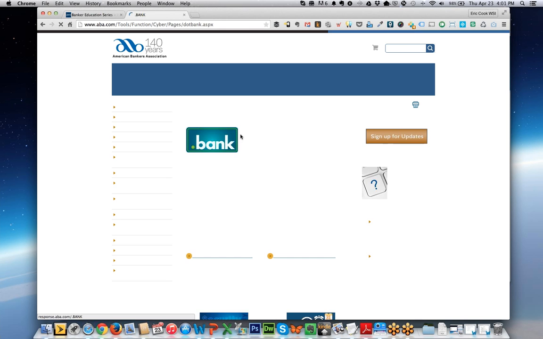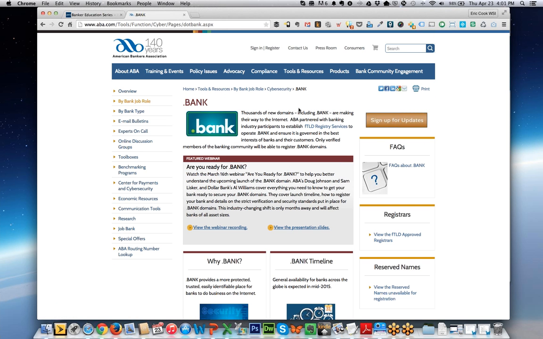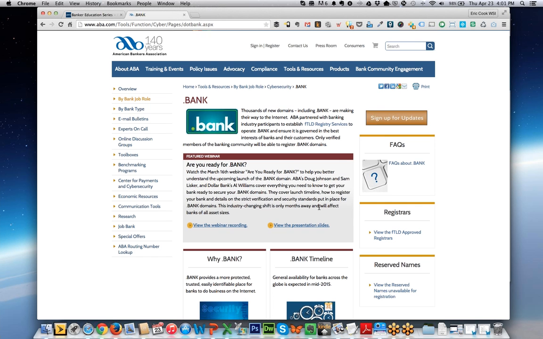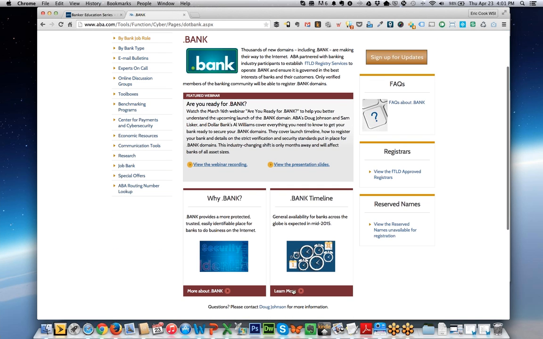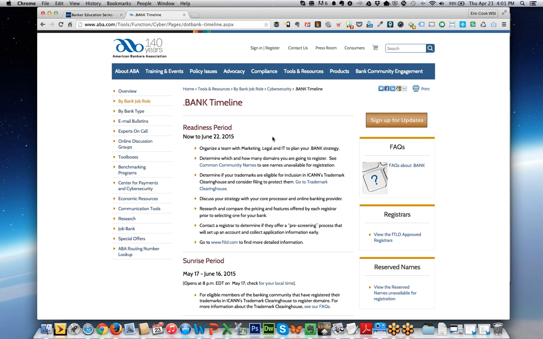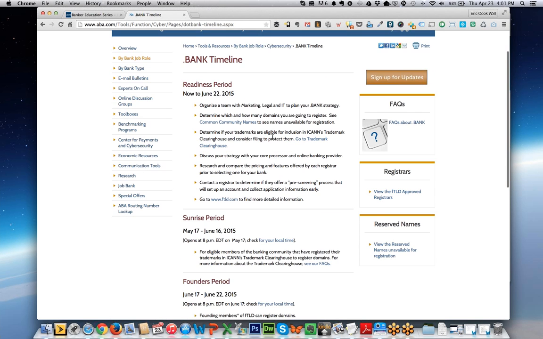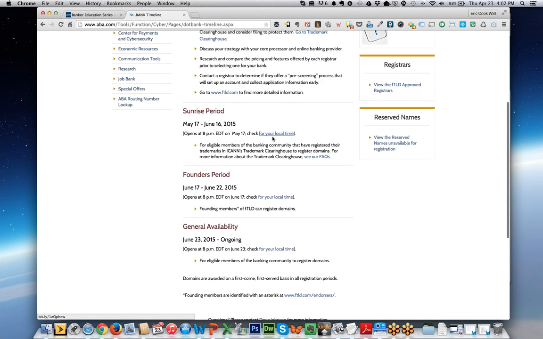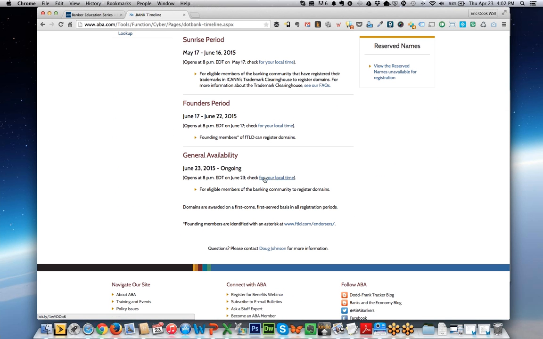So if we go to .bank, again, you're probably more familiar. Go down and you see the bank timeline. Below there, you see learn more about it. Then go past the readiness period, the sunrise, the founders, to general availability, and you see June 23rd. You also see the link that allows you to check for your local time, just in case you want to make sure you've got that right.